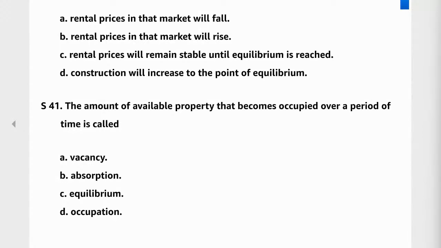It's an absorption rate. So absorption is the amount of available properties that become occupied over a period of time, usually measured in square feet. Interesting. Well, a home is measured in square feet. Rentals are also measured in square feet.